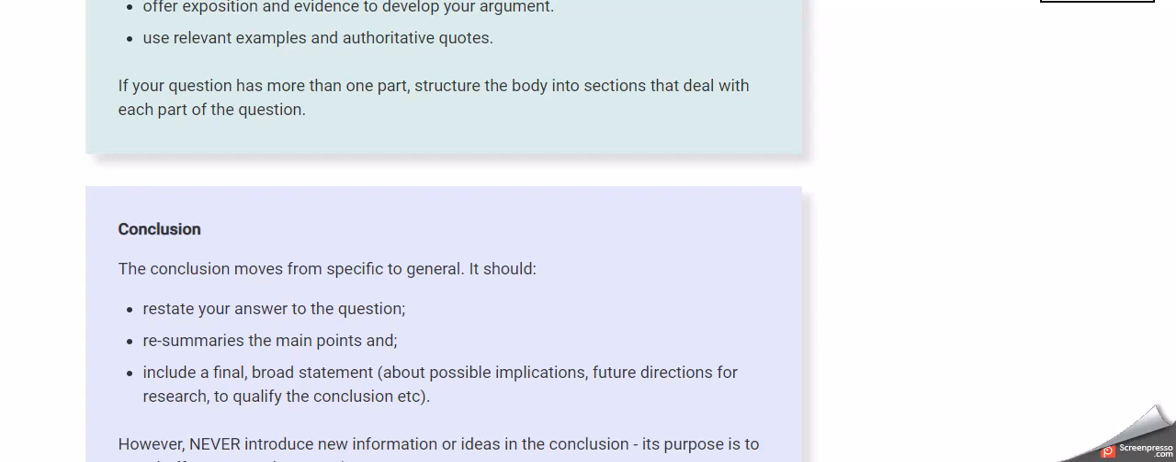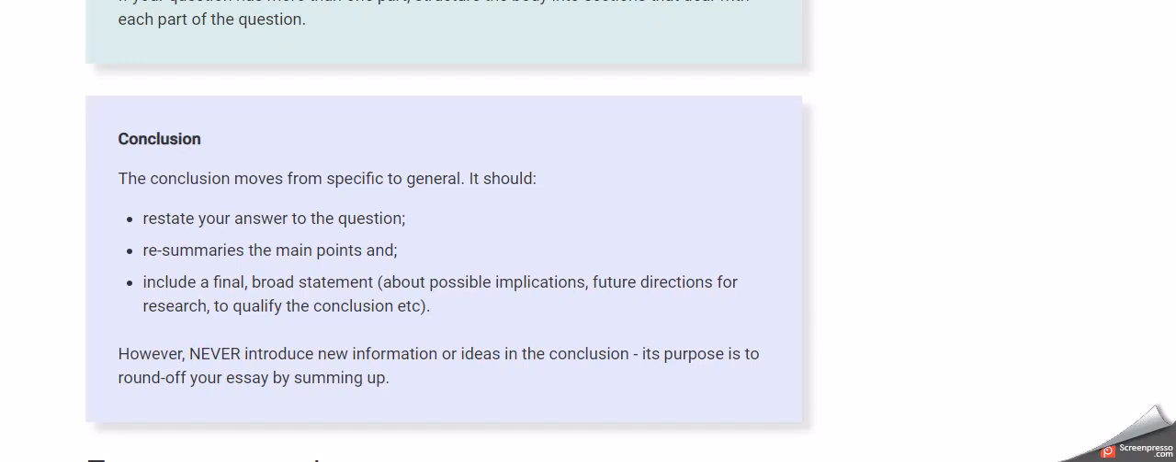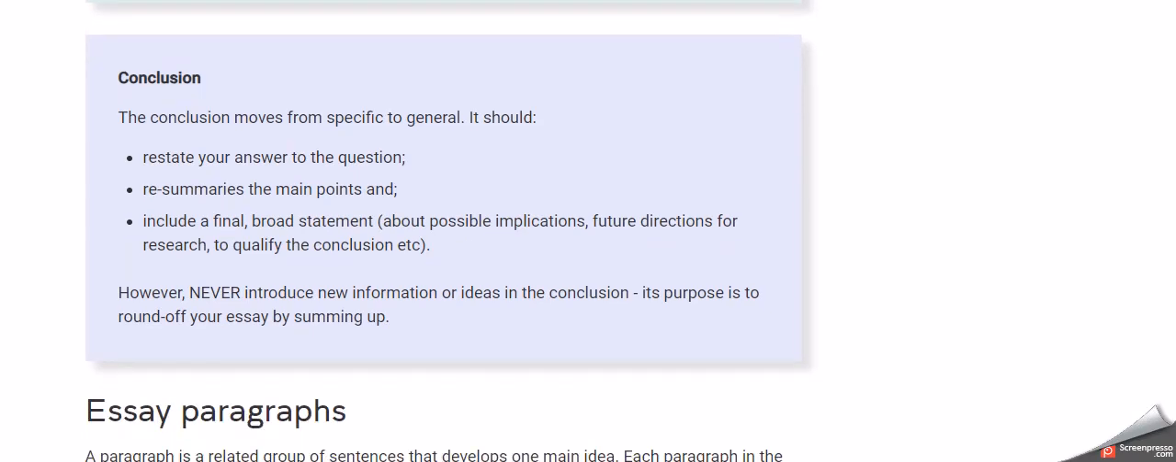Now for the conclusion, which moves from specific to general. It should restate your answer to the question, re-summarize the main points, and finally include a final broad statement about possible implications, future directions for research to qualify the conclusion, etc. Okay? However, never introduce new information or ideas in the conclusion. Its purpose is to round off your essay by summing up, okay? No new ideas in the conclusion, okay?